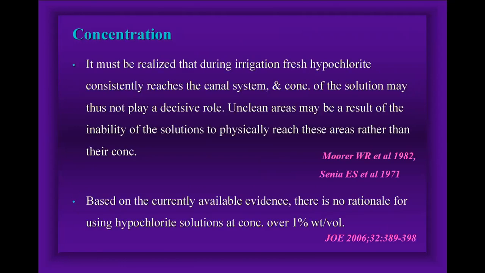Murrow W.R. et al. and Senia S. et al. concluded that it must be realized that during irrigation, fresh hypochlorite consistently reaches the canal system and concentration of the solution may thus not play a decisive role. Unclean areas may be a result of the inability of the solutions to physically reach these areas rather than their concentration. Based on the currently available evidence, there is no rationale for using hypochlorite solution at concentration over 1% weight by volume, by Zehnder in 2006.